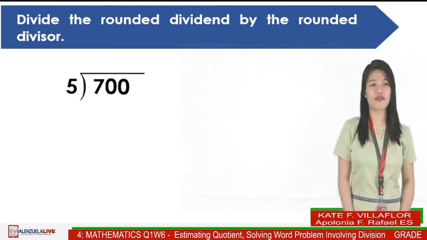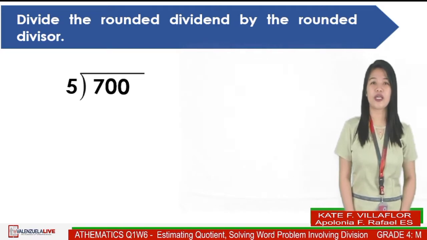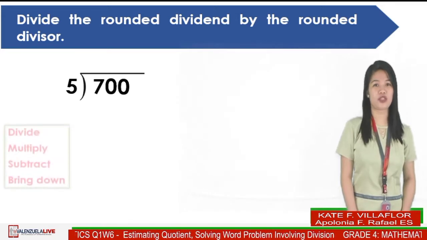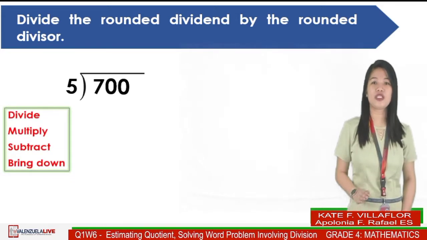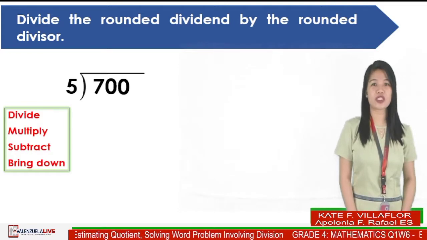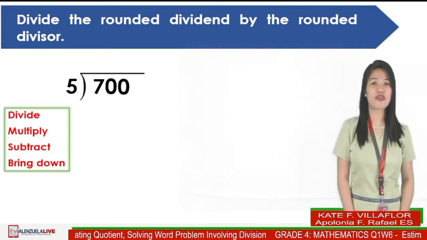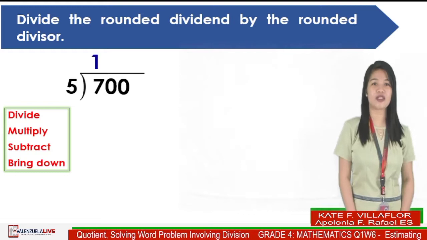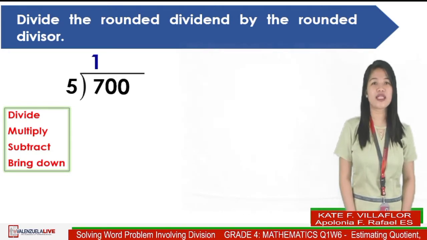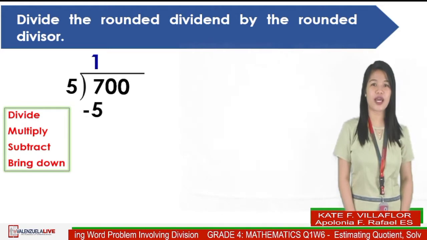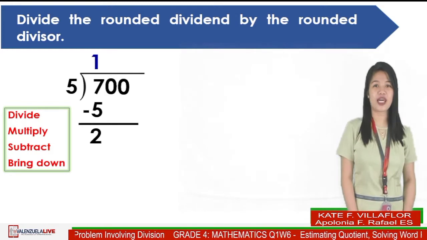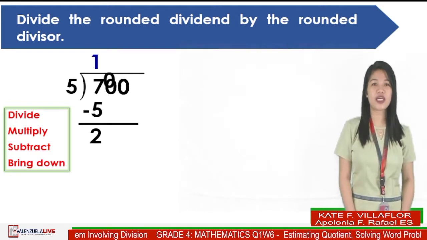700 divided by 5. Remember, if we're going to divide using the long division method, remember these 4 steps. First thing to do is to divide. 7 divided by 5, the answer is 1. Then next is to multiply. 1 times 5, the answer is 5. Next is to subtract. 7 minus 5, the answer is 2. Then bring down 0.